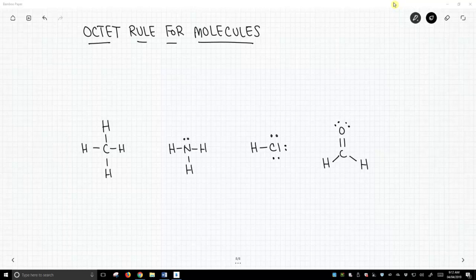So on the screen we have 4 different molecules, and these are 4 Lewis structures of molecules, and we're going to use these structures to count valence electrons. And hopefully all these molecules satisfy the octet rule. So how do we count electrons?